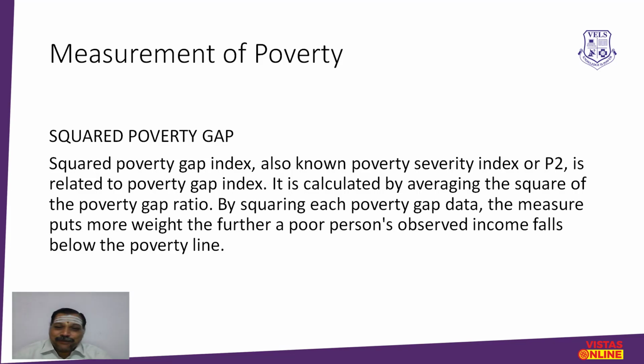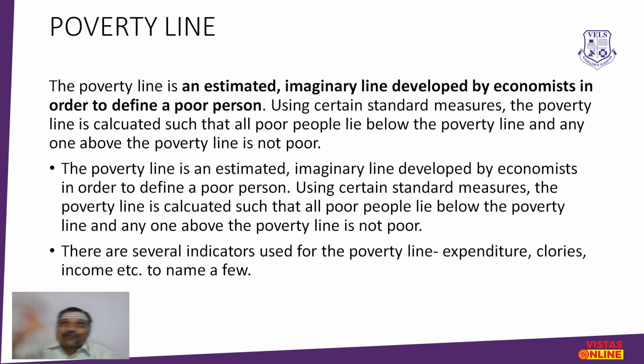By squaring each poverty gap data, the measure puts more weight on the poor person whose observed income falls further below the poverty line. First we should define what the poverty line is and count how many people are below it. That particular data gets squared and we get the average. We can get the squared poverty gap. So for all these four indices, the base need is to find the poverty line.